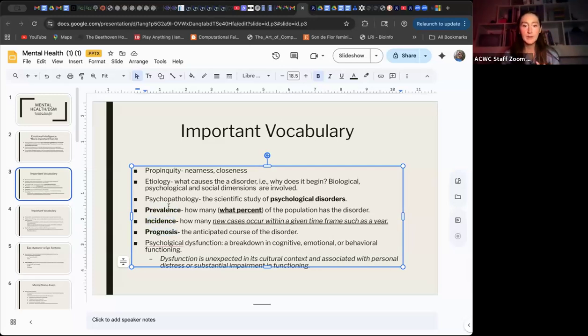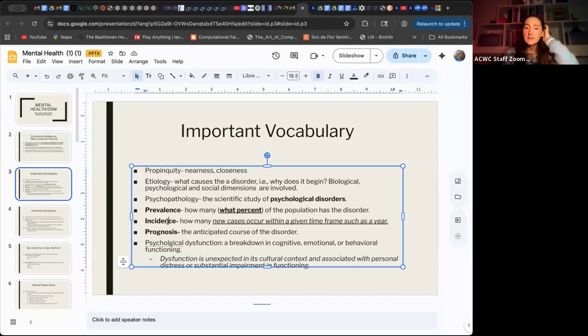The prevalence is what percent of the population has the disorder. It could be the prevalence of depression in the US, but it could also be the prevalence of depression at this university, or in this community here. So it can be in different places. The incidence, on the other hand, is how many new cases occur within a given time frame, such as a year or a month or however long. So what's the incidence rate of depression at this college?